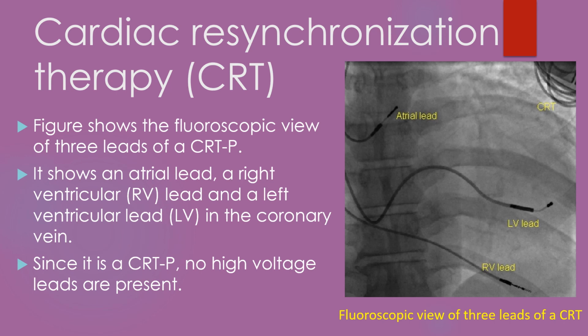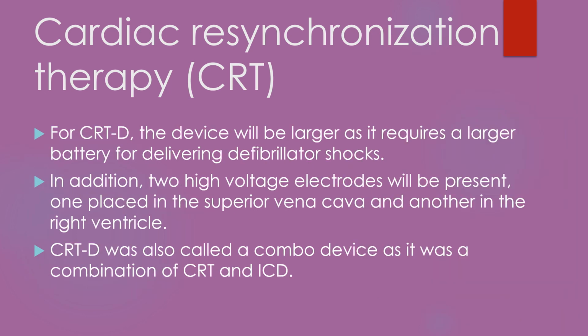This figure shows fluoroscopic view of 3 leads of a CRT-P. It shows an atrial lead, right ventricular lead and a left ventricular lead in the coronary vein. Since it is a CRT-P, no high voltage coils are seen. The CRT fluoroscopic view of 3 leads of a CRT is seen here. For CRT-D, the device will be larger as it requires a larger battery for delivering defibrillator shocks. In addition, 2 high voltage electrodes will be present, one in the superior vena cava and another in the right ventricle. CRT-D was also called a combo device as it was a combination of CRT and ICD.